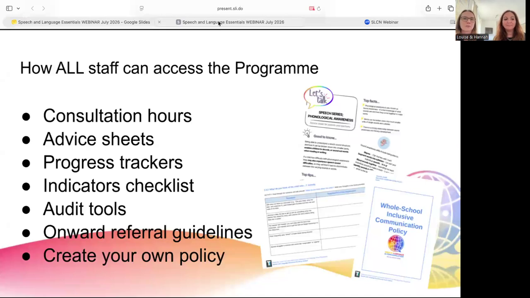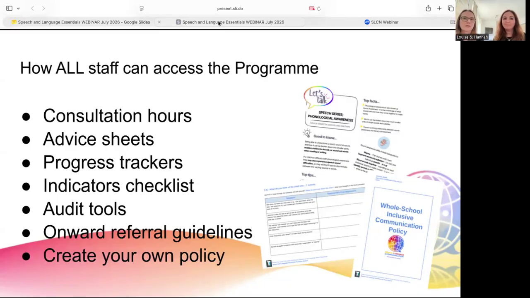All staff can use our progress trackers to monitor interventions and observe and enjoy progress with your children. All of your staff team can use our indicators checklist if you have concerns about a child, supporting early intervention of all SLCN, which of course we know supports better outcomes.